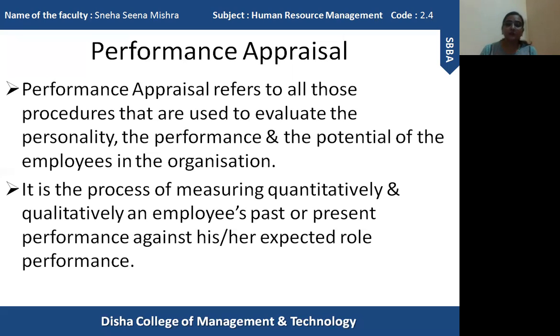So we can also say that it is a systematic process of measuring qualitatively and quantitatively an employee's past or present performance against his or her expected role performance. Means each and every person who is appointed within an organization, that person is appointed on a job. So that person has a particular role to play within the organization. That is called role performance. What kind of performance is expected by the organization from the employee?